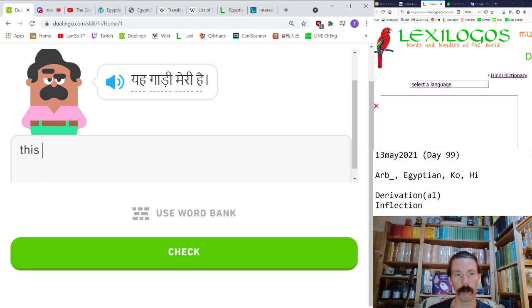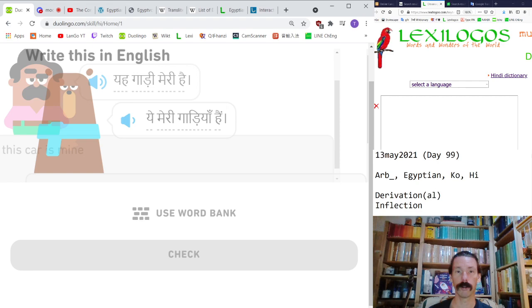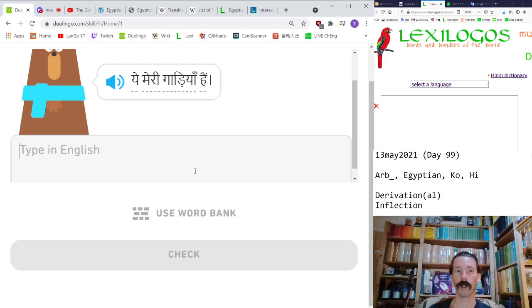This car is mine. So in terms of grammar, Hindi is a bit like European languages in having plural forms of verbs and nouns, verb agreement, cases. But in terms of the phrase structure and their order, it's quite like Japanese. Ye meri gaadiyan hain. These, my cars, are. Kore wa watashi no kuruma desu.